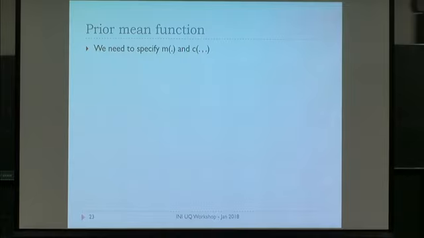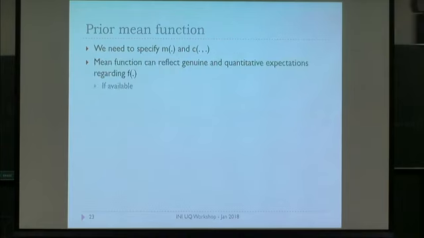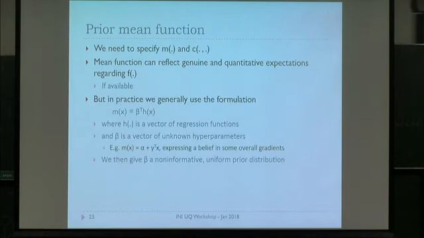So the main thing we do is to specify the mean function and the covariance function. The mean function can represent genuine quantitative expectations about this thing. So you could say, even before I see any runs, I think that at these sort of inputs it will produce an output around there. And that may be based on your knowledge of the process that you're trying to represent by this simulator. So if it's available, that would be great. In practice, we generally use a simpler formulation.